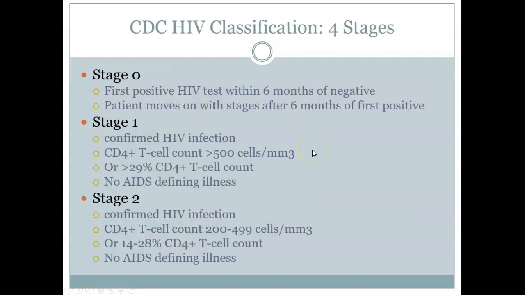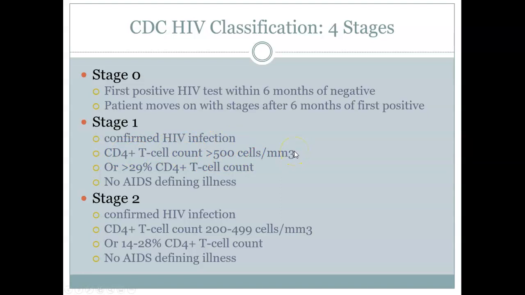So there are different classifications for HIV, 4 stages. Stage 0 is when the patient has a positive HIV test within 6 months of a negative. Then stage 1 is when they have a confirmed infection. We start seeing the CD4 T cell count is still greater than 500 or greater than 29%, and they don't really have an AIDS defining illness. We just see they have HIV and a decreased CD4 T cell count.